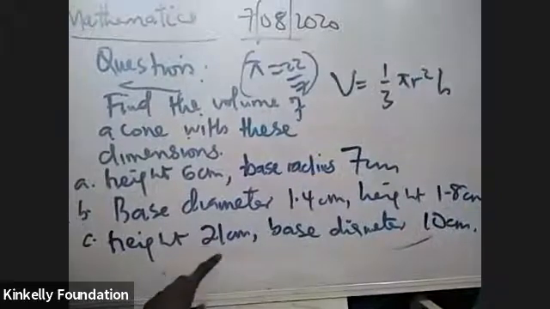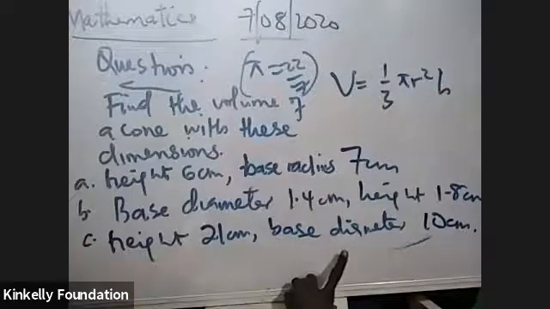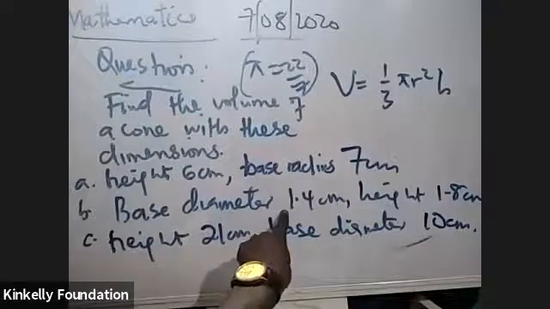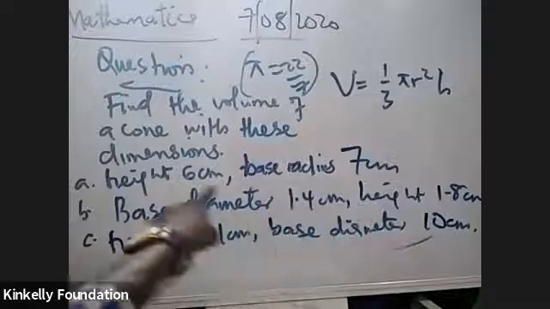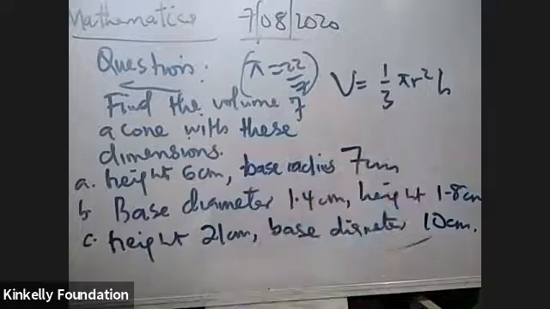Now, look at number 3. You have to divide this one by 2 to give you the radius. In this case, you divide this one by 2 to give you 0.7 as your radius. So the radius of this one has been given. Use this formula to calculate the volume of the cone with all these dimensions.